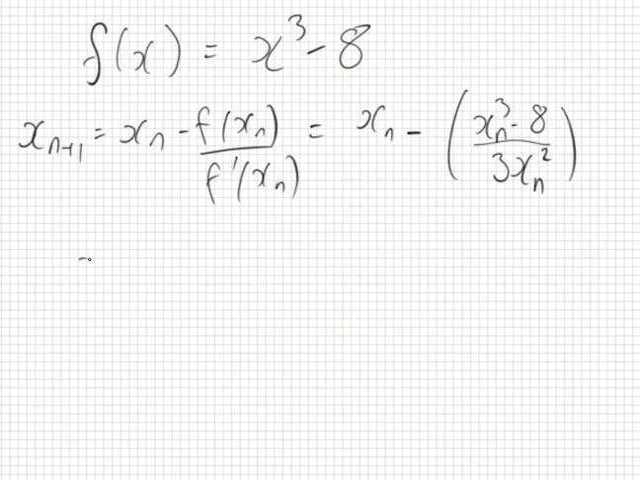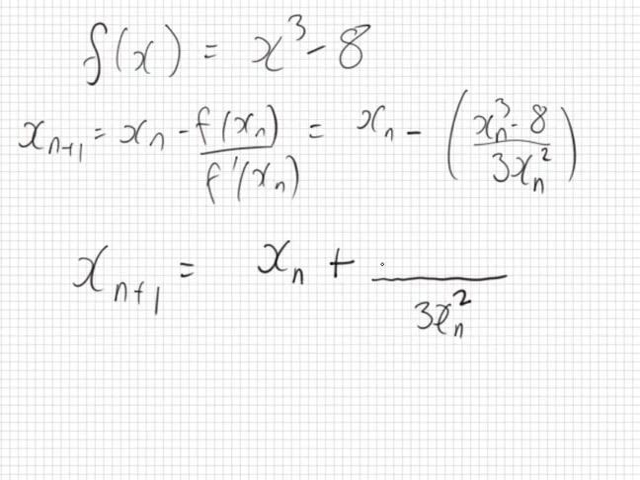So x_(n+1) for this one, if you wanted to write it out, it'd be x_n, will I put the minus in? Yeah. Plus 8 minus x_n cubed over 3x_n squared. Yeah. It's supposed to be plus. I put the... okay. Yeah.